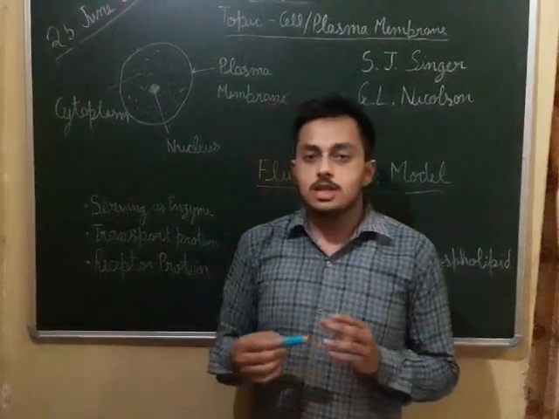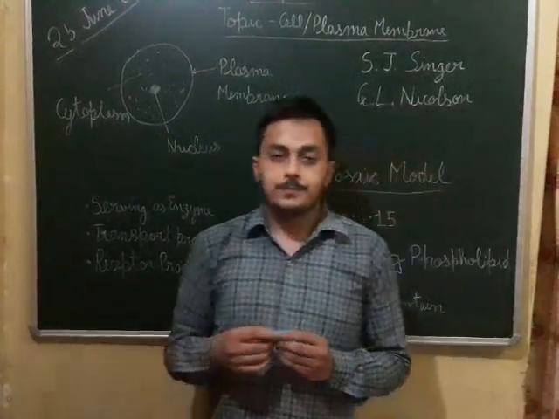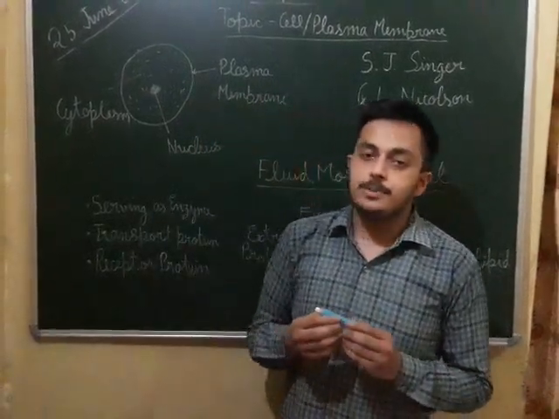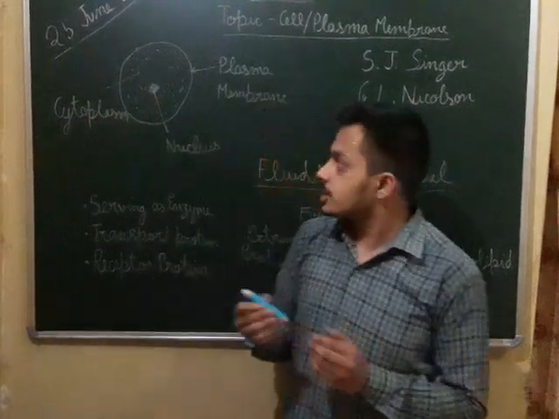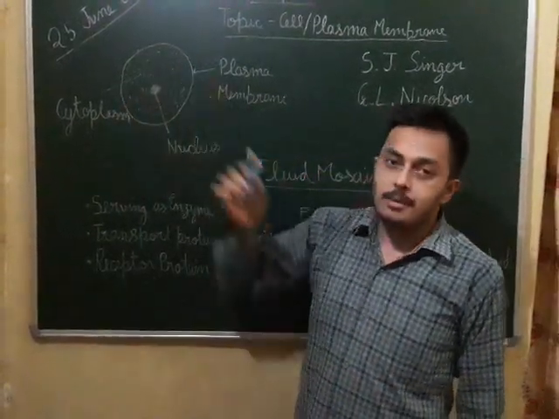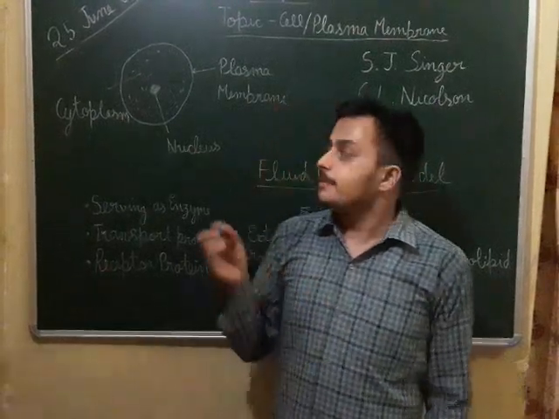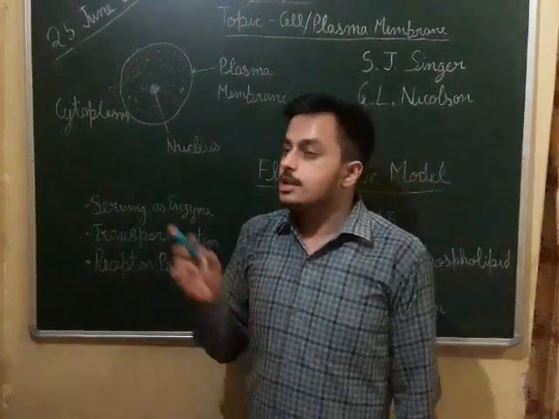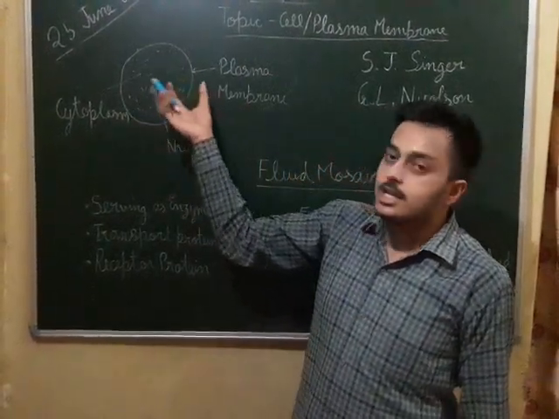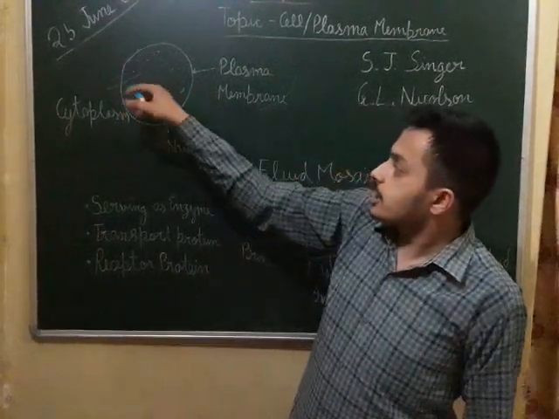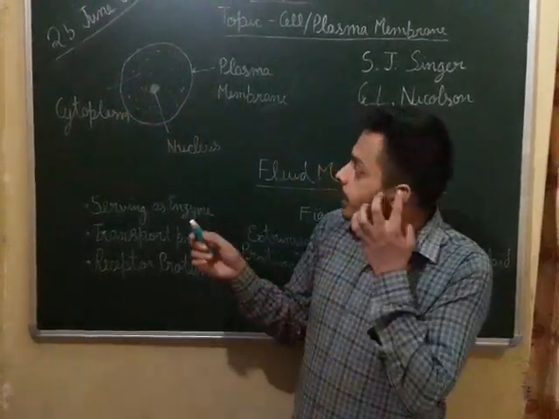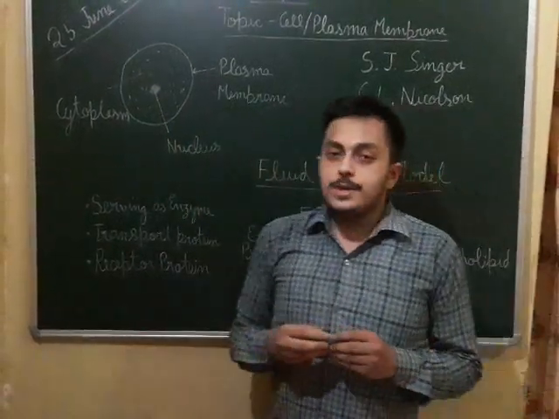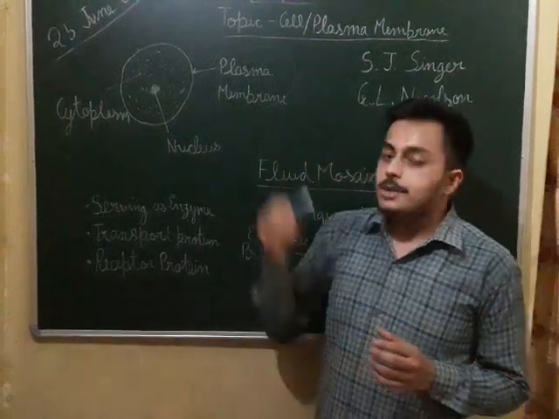Okay, so this is the basic structure of the plasma membrane. So what are the functions of the plasma membrane? Firstly, this is a semi-permeable membrane, so it makes a barrier between the internal material of the cell and the external. Second, it provides a basic structure and a boundary to the cell. So these are the two basic functions performed by the plasma membrane.